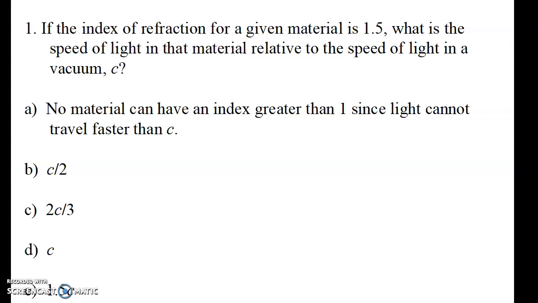what is the speed of light in the material relative to the speed of light in a vacuum? And the answer, of course, is C, right? The speed of light does not change there.